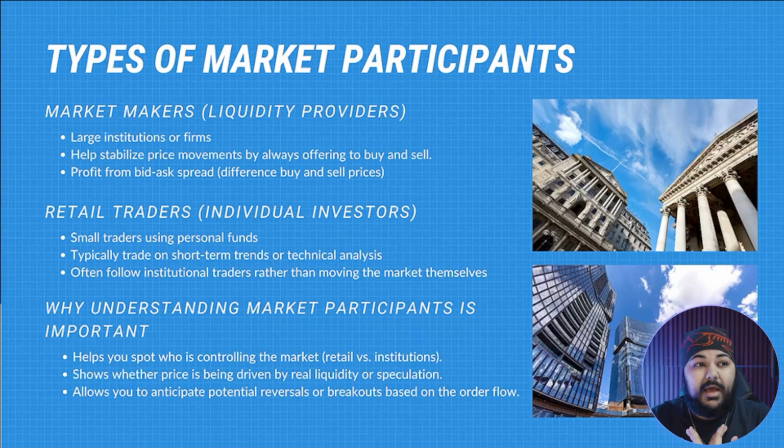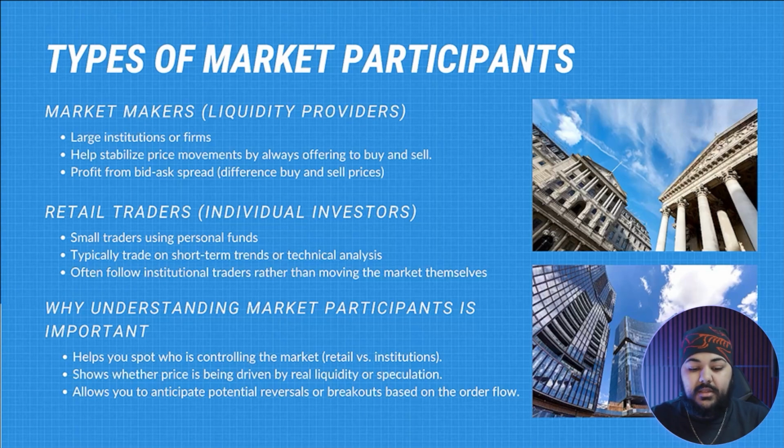They trade on short-term trends or technical analysis, and they often follow institutional traders rather than moving the market themselves, because let's be honest, my 3 lot ES buy is not going to move the market. Even if I was going 30 lots, it wouldn't move the market. But these institutions are trading millions and billions of dollars every single day in the market, causing great price fluctuations. We want to copy the big boys.